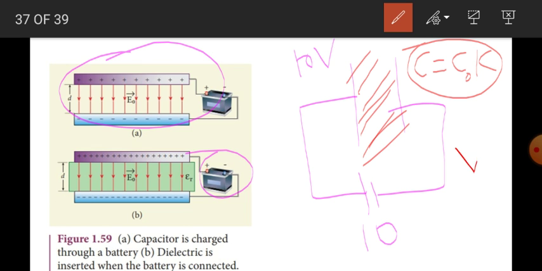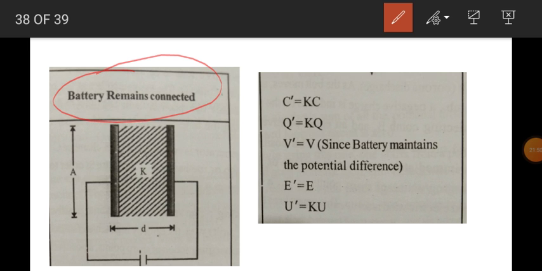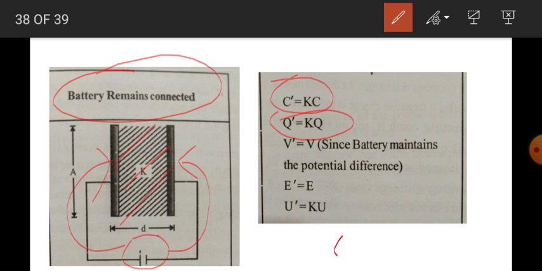What will happen to potential difference? What will happen to the electric field inside? And what is going to happen with U, the electrical energy? Let's find out. This is the case when the battery remains connected and you introduce a dielectric material. So obviously my capacitance will increase. And since capacitance is increasing, it means the ability to hold more charge. Since the battery is connected, it will provide more charge. So the charge will also increase in this case.